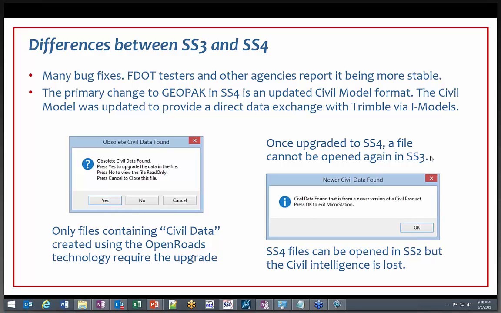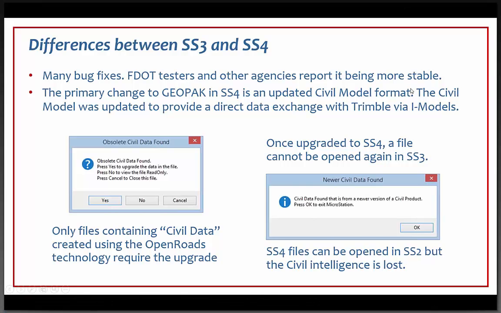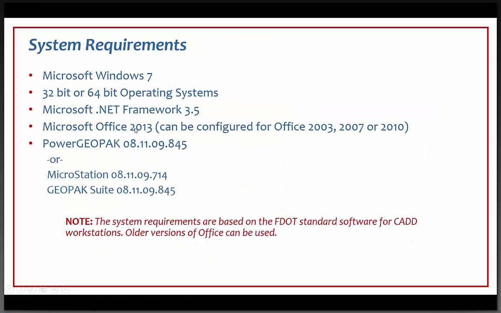So I've got a couple questions here we'll go ahead and hit before we move on. This is referring back to the versions. Let me just back up a slide here. This is referring back to the system requirements. It's asking, what does it take to configure Office 2007? We've had issues with FDOT SS2 and the MRs and had to deal with that before.